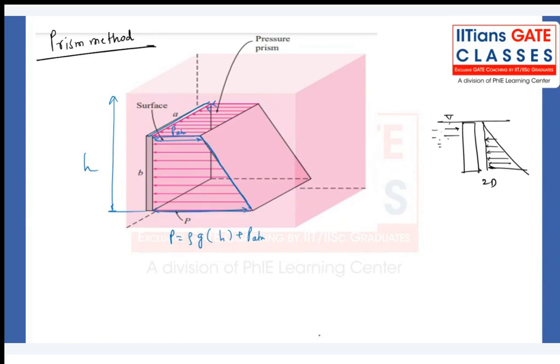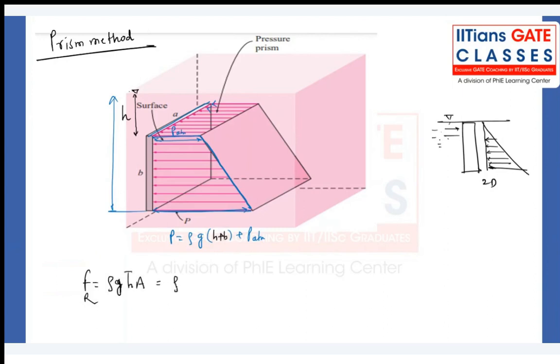Now, if I ask you what is the pressure force, you know the formula. What is the formula, sir? Tell me, guys. Let's say from the free surface, this height to the top edge is small h. Let me write the total as capital H, or we can write small h plus B. Now tell me guys, what is the force formula? Hydrostatic resultant force: rho g h bar into area.